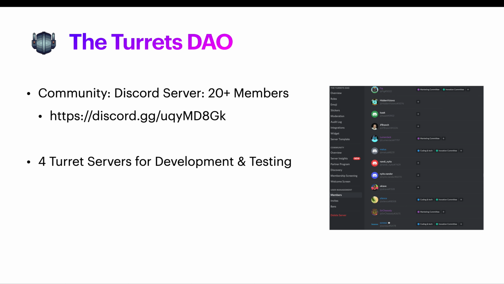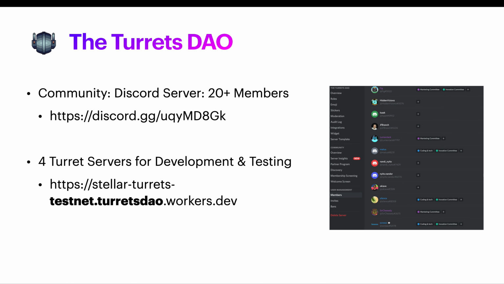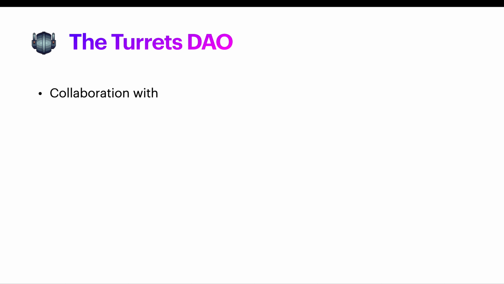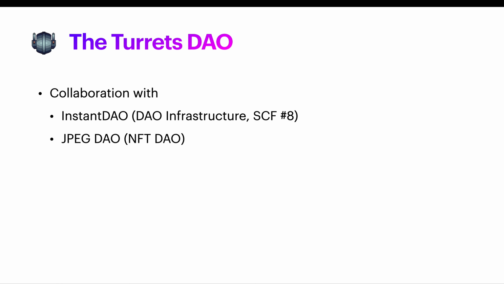We also have already 4 turret servers for development and testing, like for example a testnet turret server and a mainnet turret server. We are collaborating with Instant DAO, which is a project that builds a DAO infrastructure on the Stellar network. They won a prize in the last Stellar Community Fund. We are collaborating with JPEG DAO, which is a Stellar NFT DAO. They are also in the process of building governance in a decentralized way. And of course we are working with smart contract developers, which are members of our community.